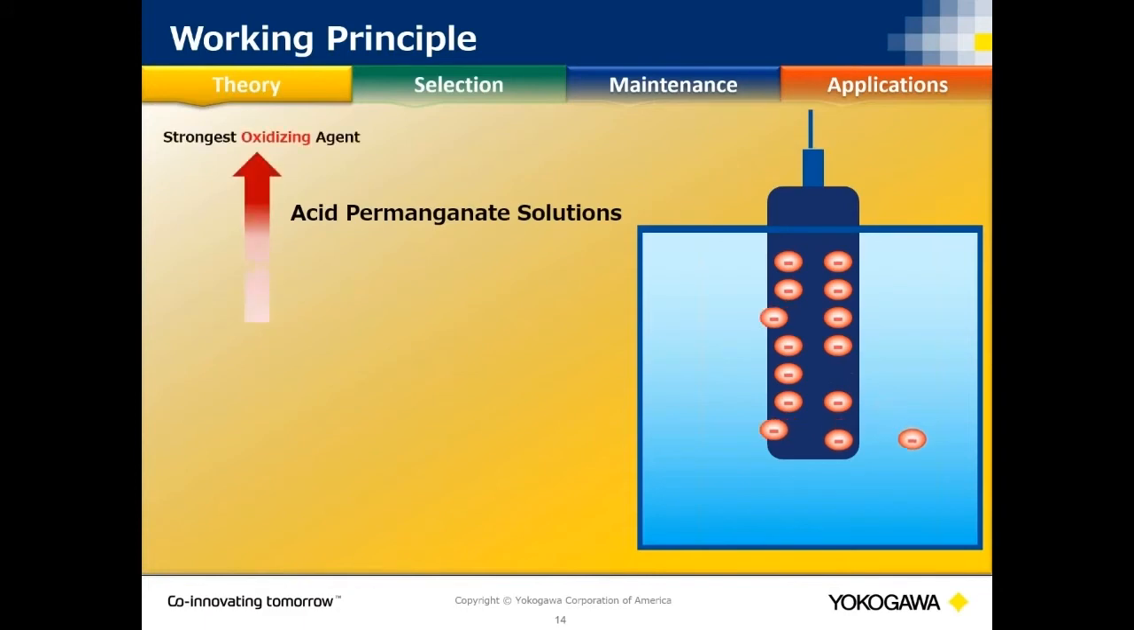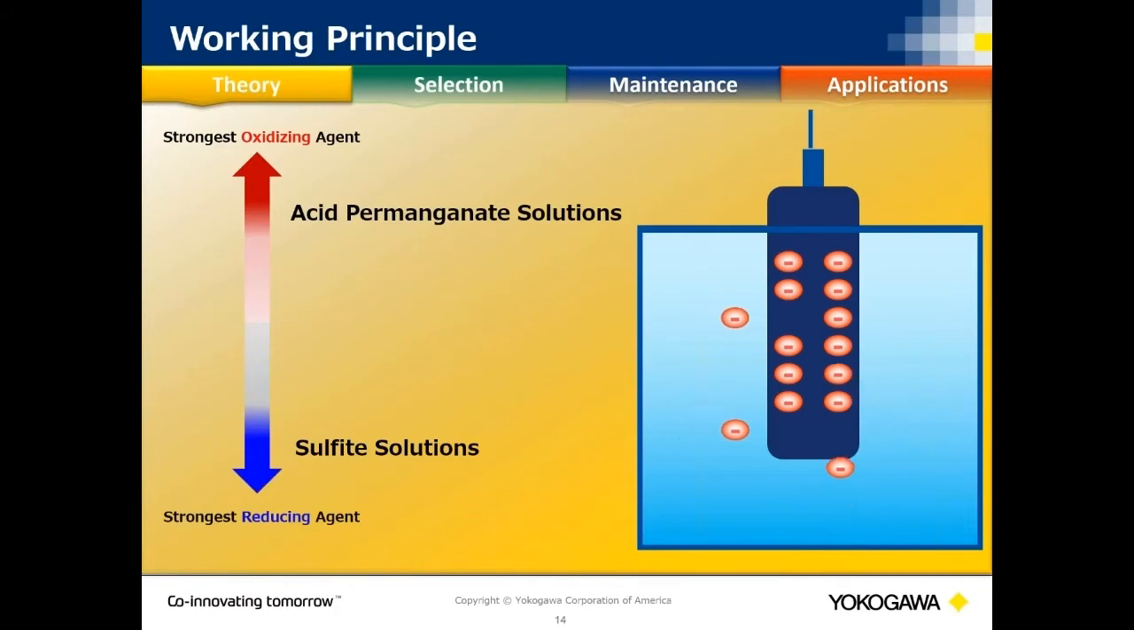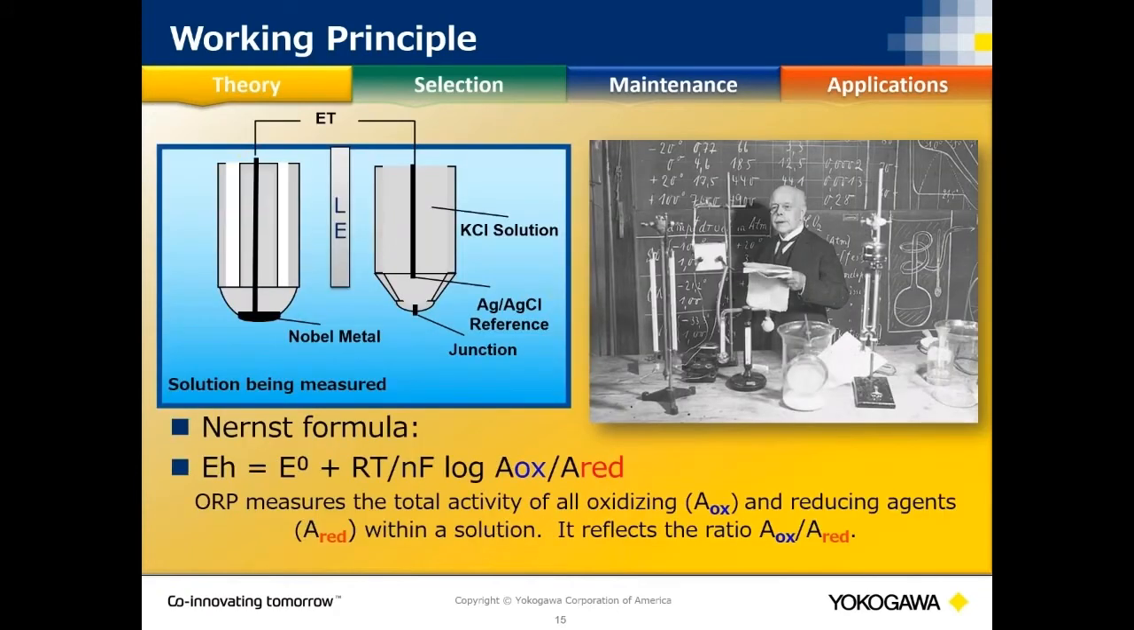So what's the actual working principle? Let's look at an example of an acid permanganate solution. We consider this strongly oxidizing because it strongly attracts electrons from the redox electrode. So the potential is very highly positive. Okay, the opposite would be sulfite. We call this strongly reducing because it's able to send or push electrons into the electrode. So it's actually a strongly negative reading.